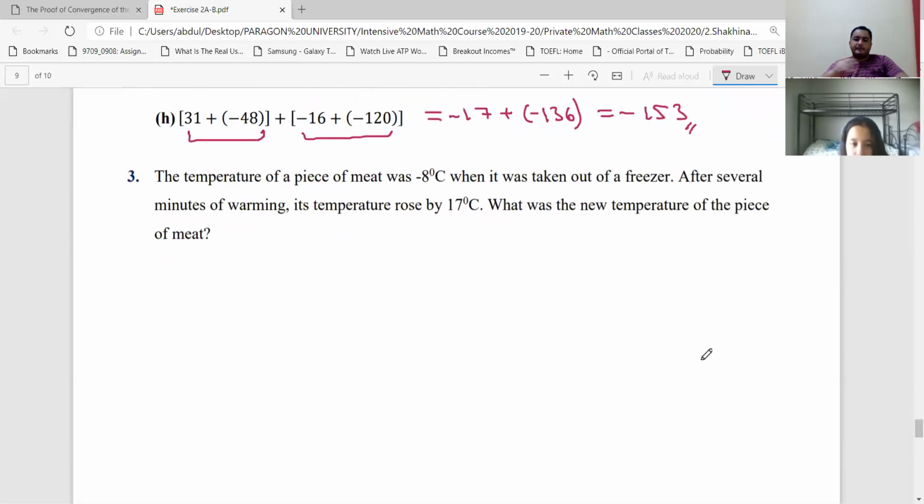Read question 3. The temperature of a piece of meat was negative 8 degrees Celsius when it was taken out of the freezer. After several minutes of warming, its temperature rose by 17 degrees Celsius. What's the new temperature of the piece of meat? Can you do that? Did you understand the question? A little. I have to read it again, though. Okay.